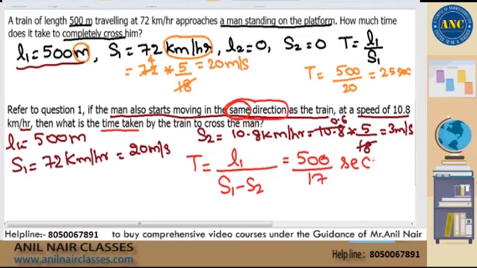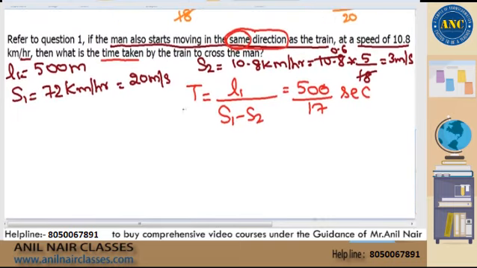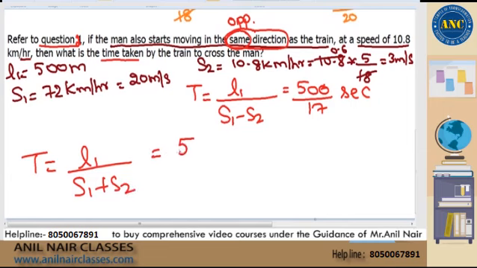Clear, sir? Basic questions to start with. Suppose, just to add on to this question, refer to question 2. If the man starts moving in the opposite direction to that of the train at a speed of 10.8, what should be the answer? Time is L1 divided by S1 plus S2. L1 is 500, S1 plus S2. Why plus S2? Because the question is opposite. Whenever two bodies are traveling in opposite direction, relative speed is the sum of the speeds.